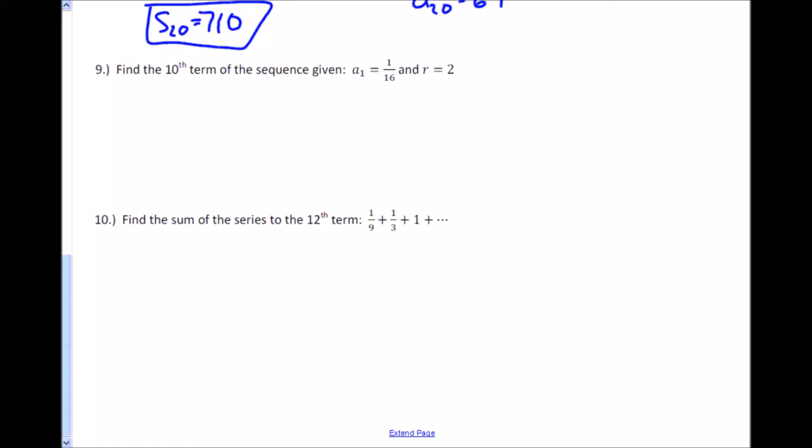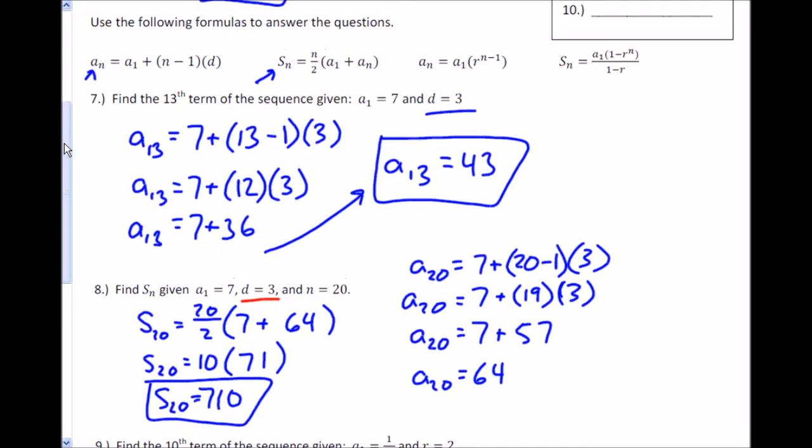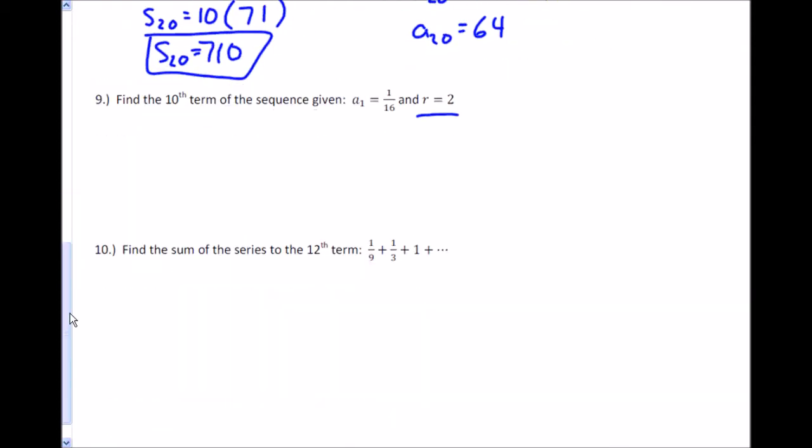Number 9, it says to find the 10th term of the sequence given a sub 1 is 1/16 and r is 2. So since I have an r value here, it tells me right away that this is geometric, which means I'm using one of these formulas off to the side over here. And since I'm looking for a term, I'm using this formula. So that's going to be my a sub n equals a sub 1 times r to the n minus 1.